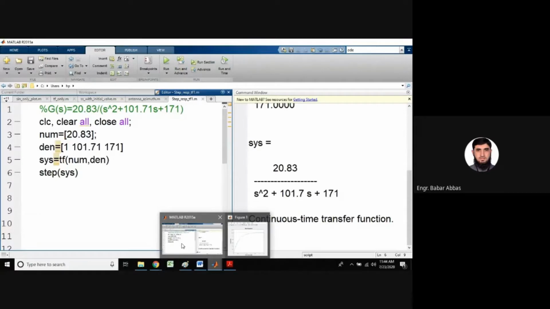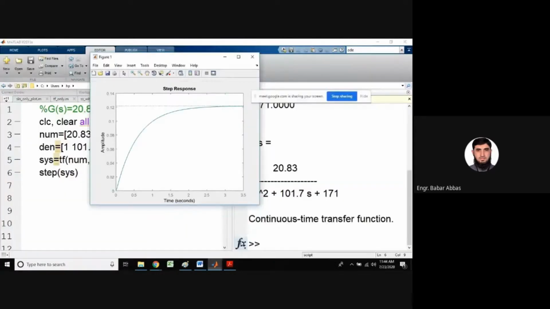So here we are assuming in this transfer function that all the initial conditions are 0. That's why the step response starts from 0 and goes up to the steady state value. The steady state value here is equal to 0.12. You may solve this manually, or you can also solve it by the partial fraction method. So that will be 0.12. Here the steady state is reached, that is its value. That is the time and that is the amplitude.